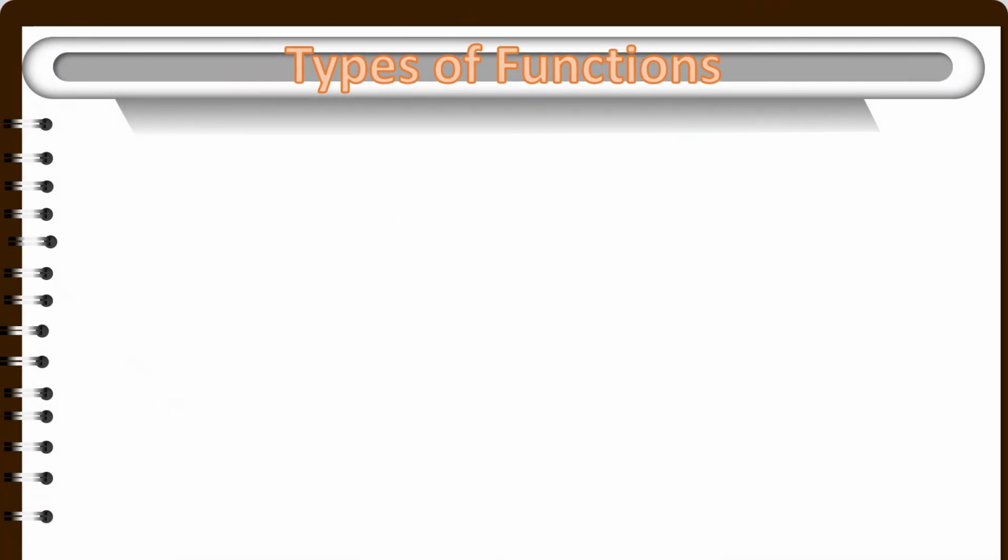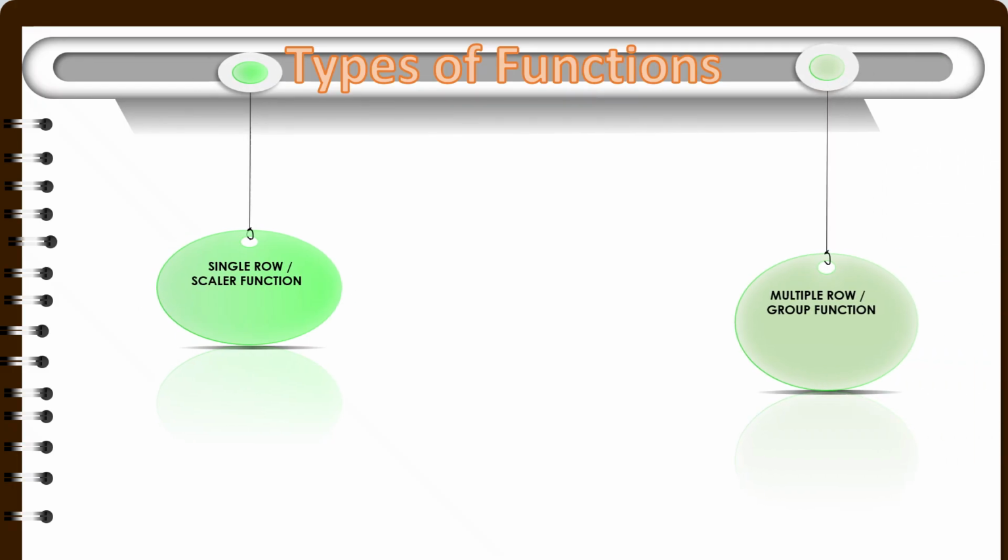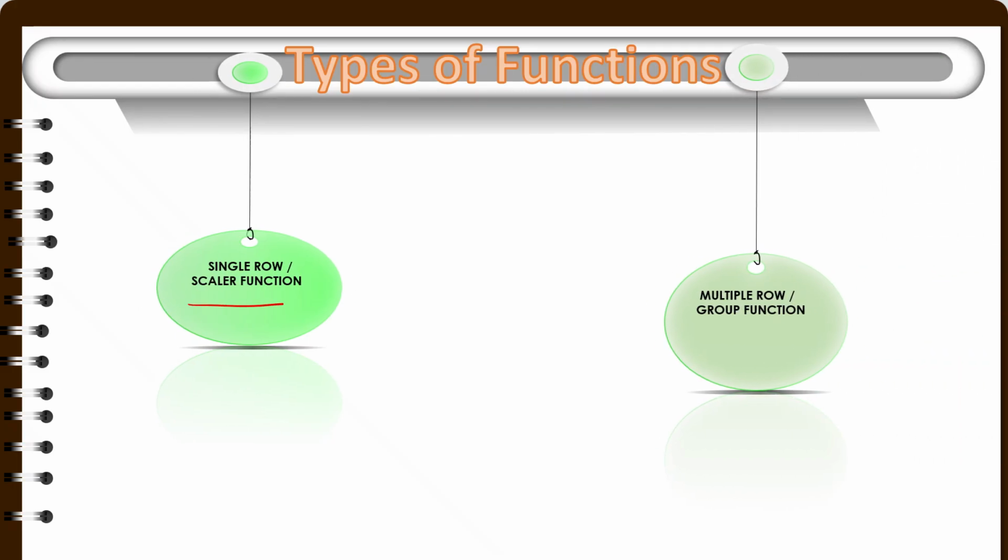So here you can see the types of function. Functions are categorized into two categories, single row function and multi-row function. Single row functions are also known as scalar functions and multi-row functions are also known as group functions. Here we are taking single values as an input and it will give a single value as an output. While in multi-row functions we are taking multiple values as an input and we are providing a single value as an output.